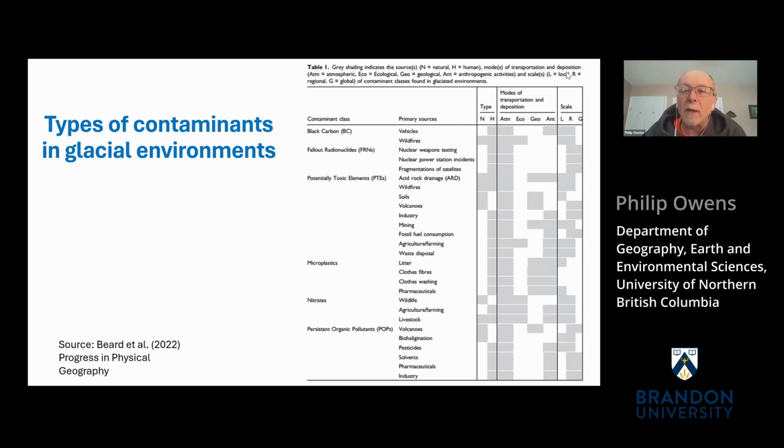And then there's a bunch of other things which are a little bit newer. So things like fallout radionuclides as a function of the atom bomb tests and sometimes nuclear disasters. We see other things like microplastics that we're hearing a lot about. So you can see a range of different types of contaminants. Some of those are going to be near glacial environments, some will be distant, and some get moved to those environments through a variety of different transport pathways. But typically the ones we're most interested in are these atmospheric ones.